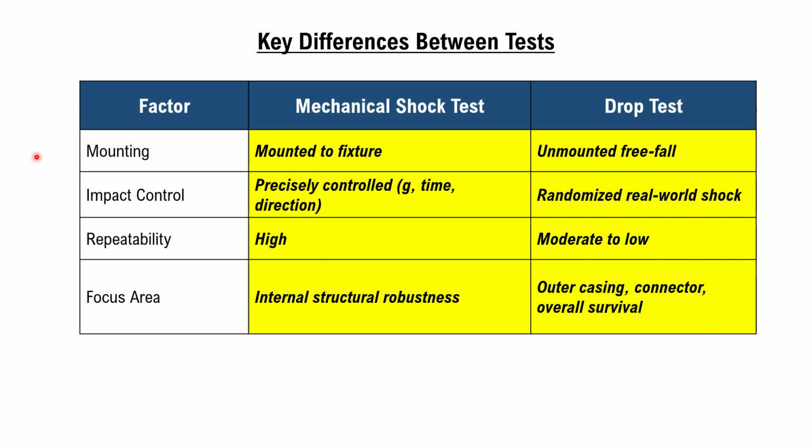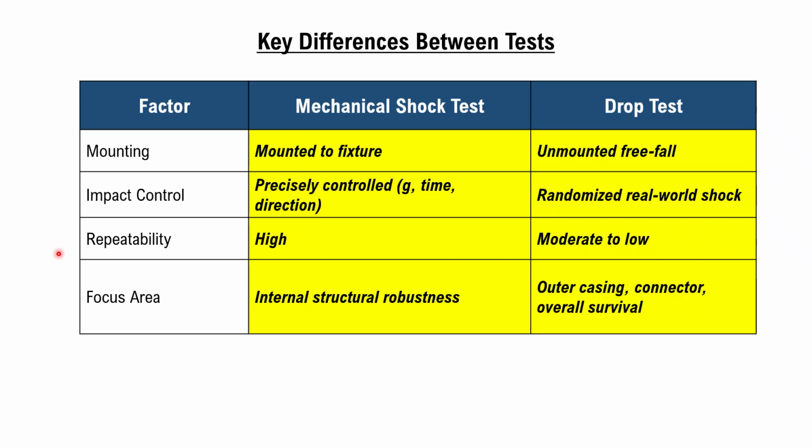The factor of mounting: in the mechanical shock test, the speedometer is mounted to a fixture. In case of the drop test, it is unmounted and in free fall. Impact control: precisely controlled, that is G and time direction. In case of the drop test, randomized rearward shocks.